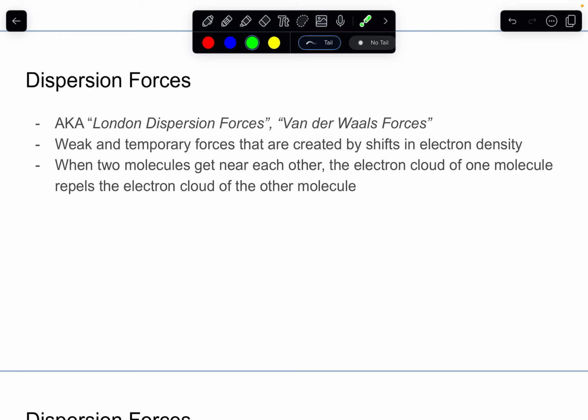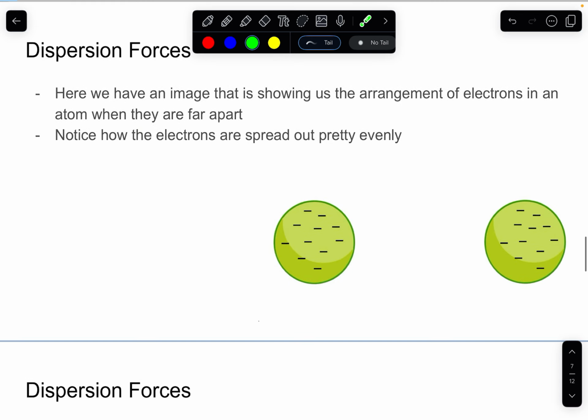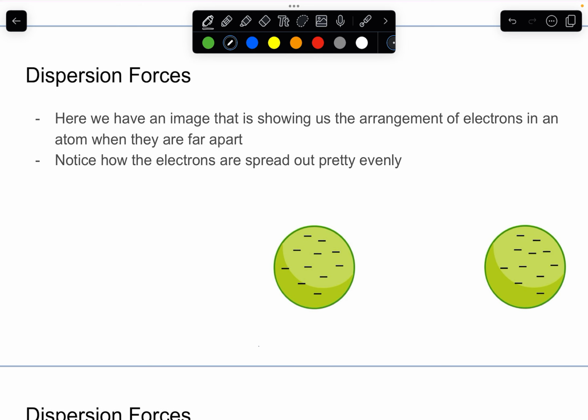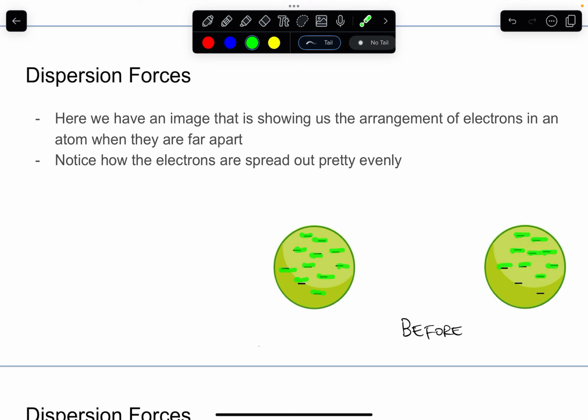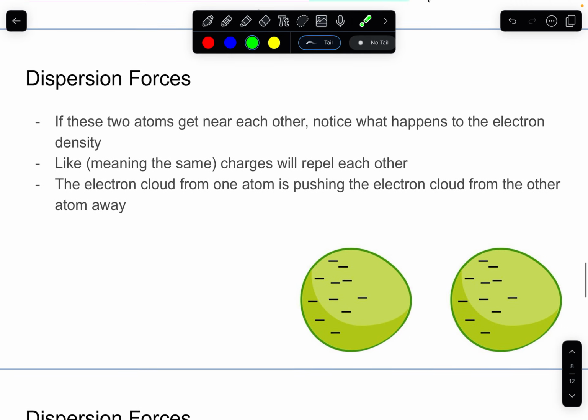Basically what happens is when 2 molecules get near each other, the electron cloud of one molecule pushes or repels away the electron cloud of the other molecule. So here, this is like a before image. The next slide will be the after image. And what we want to notice here is the arrangement of electrons. Okay, these are pretty evenly spaced out throughout the molecule. Okay, same thing over here on the right side. All of these negative electrons are pretty evenly spaced out. All right, but if we bring these molecules closer together, notice what happens.